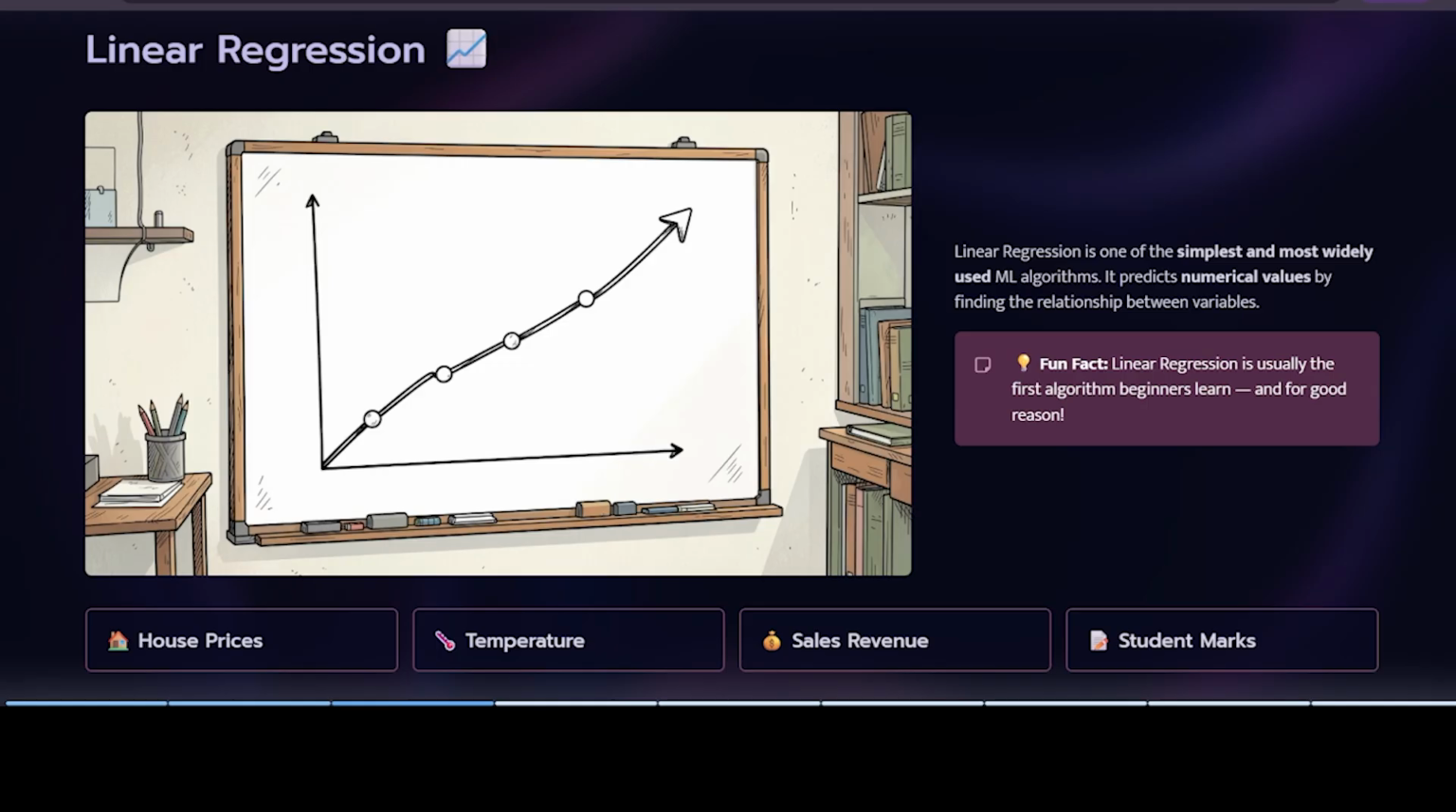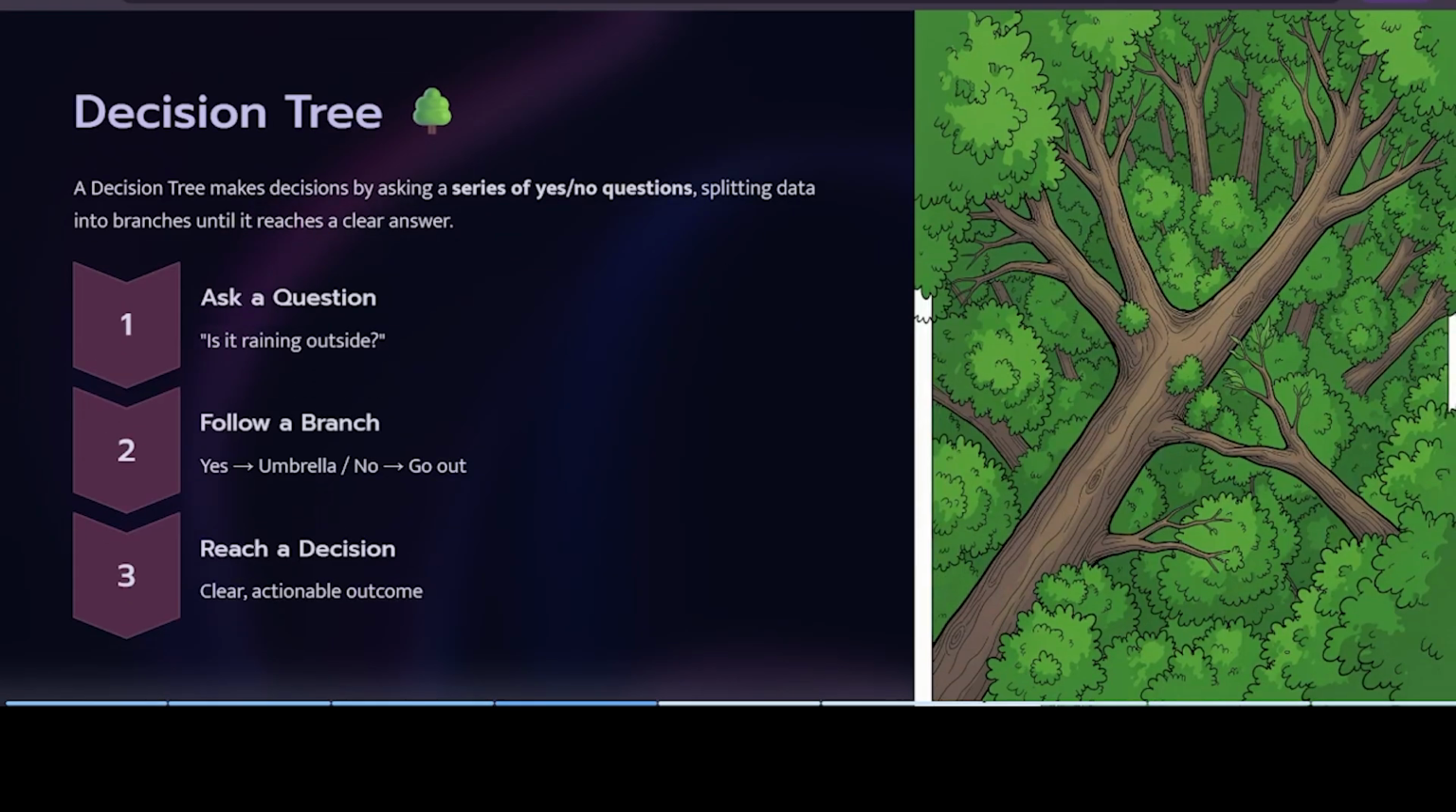Linear regression is commonly used in house prices, I mean predicting the price of a house, and then temperature predictions, sales forecasting, and student mark prediction. These are the common examples of linear regression. Next we are going to see something interesting. That one is the decision tree. This is our second algorithm.